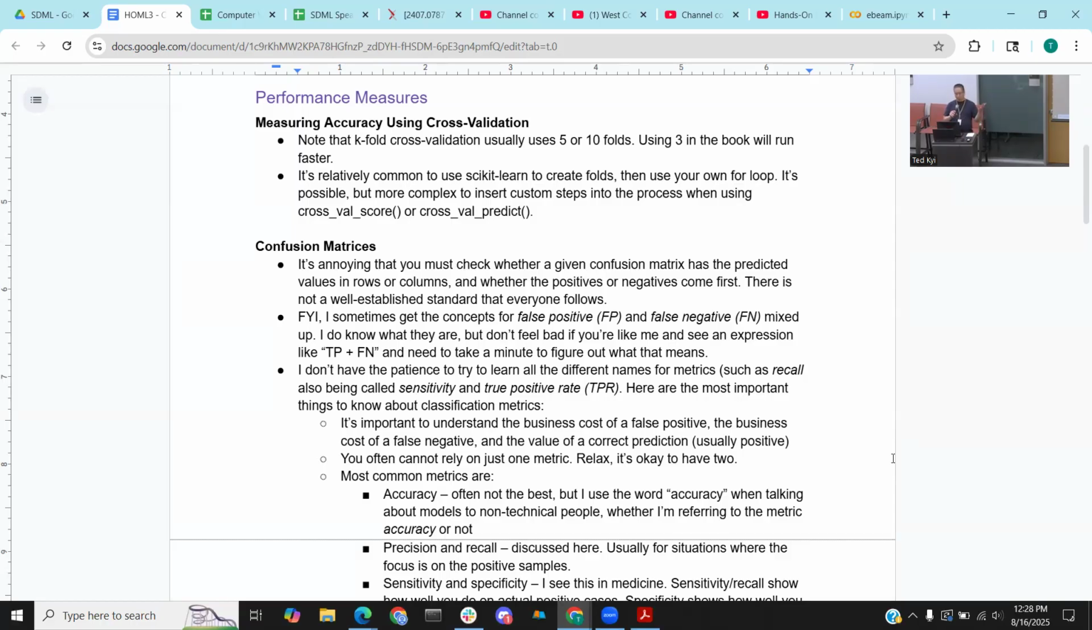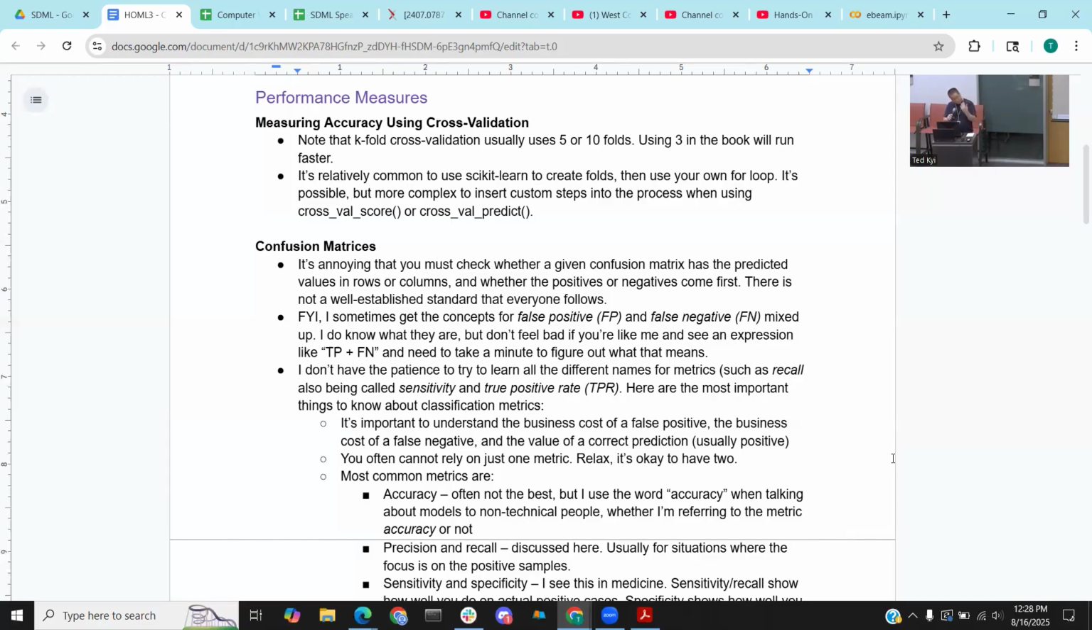So the built-in cross val score and cross val predict are really great and really convenient. But let's say you just wanted to calculate an additional second metric for some reason, or you wanted to do some visualization and display some kind of chart or something like that. It's really trivial if you have your own for loop to just slap it in there.